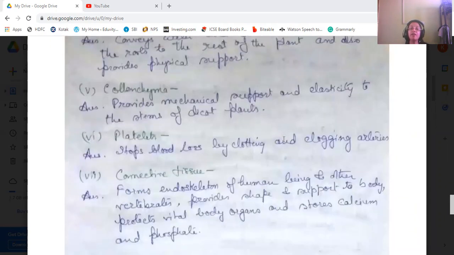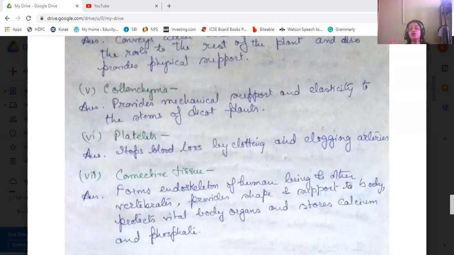Next is platelets. They stop blood loss by clotting and clogging the arteries. When there is a cut on our body, after some time the blood clots. That clotting is done by the platelets. The open arteries are clogged by these clots, and fibrin forms during the clotting.